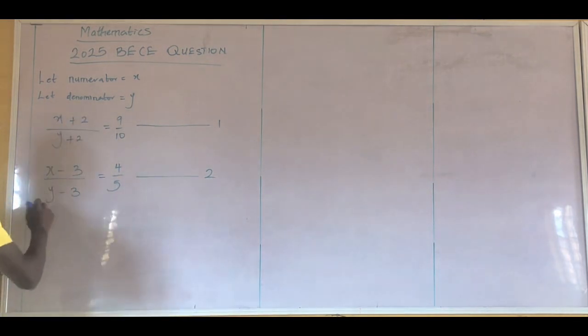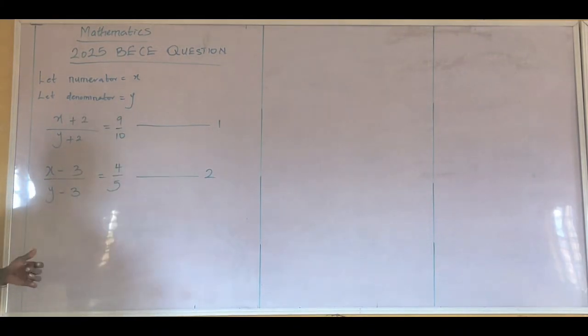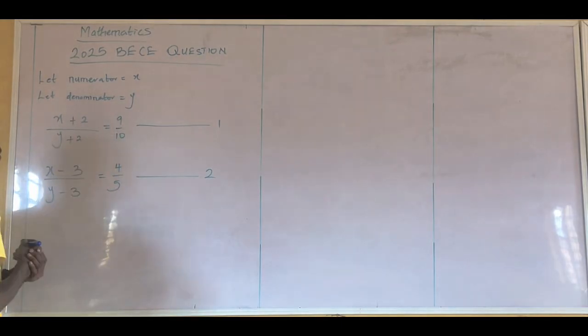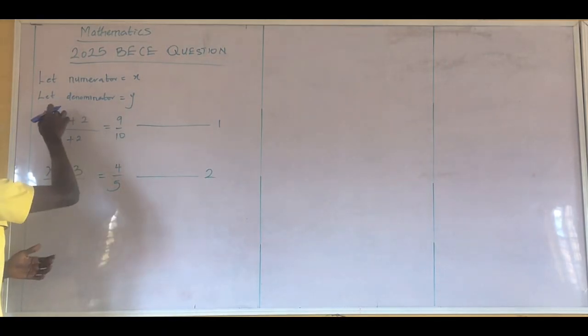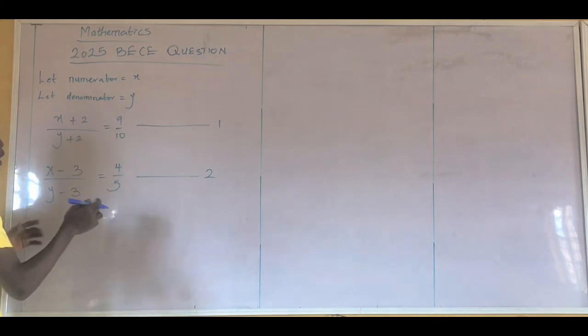So how do we do this? Let's take equation 1 first. Let's convert directly. How do you do this? You are to cross multiply. Anytime you have something looking like this in mathematics, a fraction equals a fraction, you have to cross multiply. So let's multiply x plus 2 by 10 and multiply y plus 2 by 9.